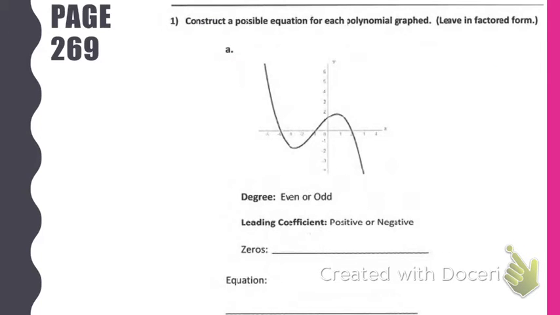Go ahead and go to page 269. We're going to answer some questions about the graph. So I'm going to go ahead and add my arrows. Are the arrows going in the same or opposite direction? Opposite. So that means this is a what function, even or odd? Odd. Let's circle odd. We know it's odd because we have opposite arrows.